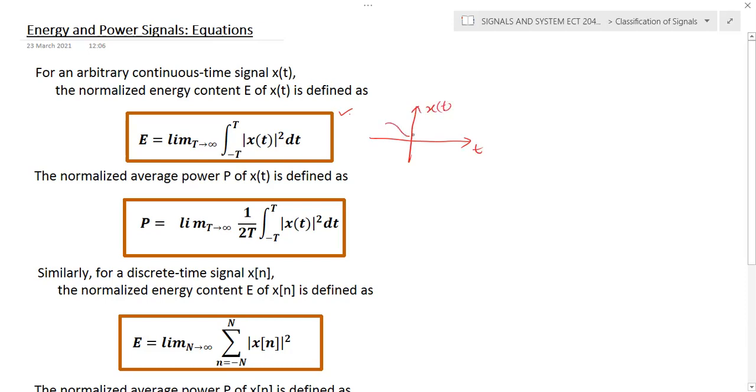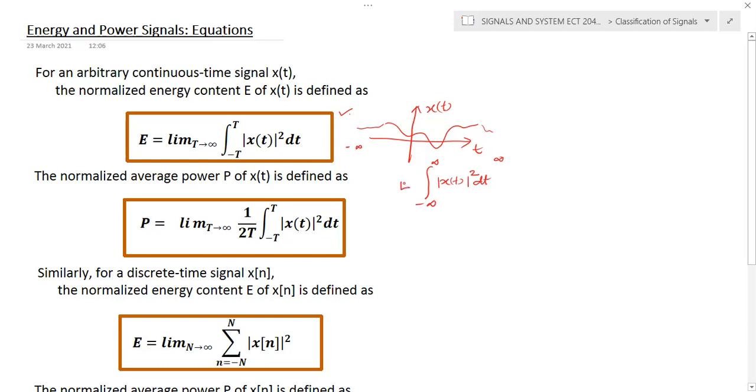This is the signal x of t, and assume that the signal exists from minus infinity to infinity. We need to integrate that particular signal from minus infinity to infinity, and we need to take the modulus of that signal, and we need to take the square, and t is the variable. So this is the energy equation.